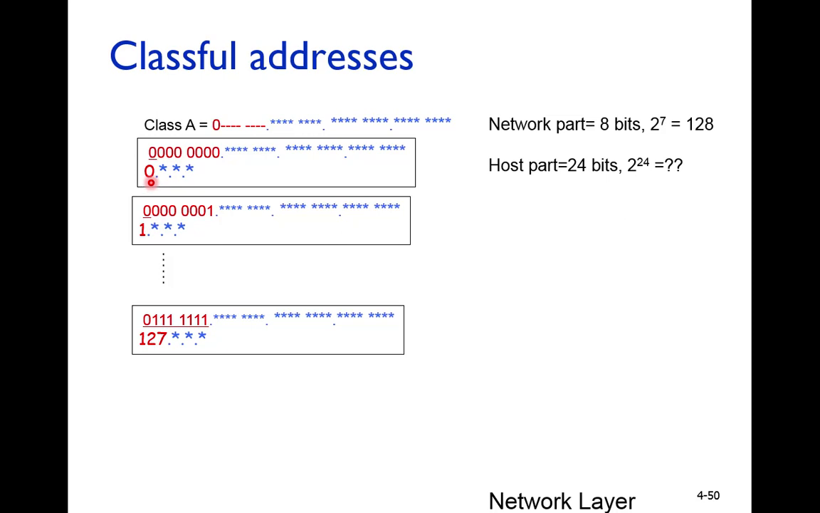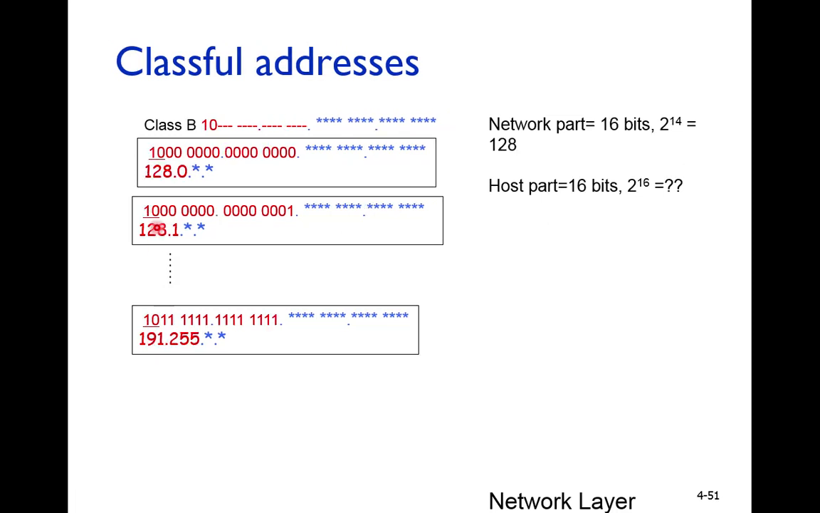So you can see that in class A addresses, the first byte value can start from 0 up to 127. And in class B addresses, the first byte can have a value starting from 128 up to 191. So from the first byte value of an IP address, we can identify whether it belongs to class A or class B. In class B addresses, the remaining 2 bytes are for the host. So it means that 16 bits are for the host. So how many hosts can there be? There can be 2^16 hosts.